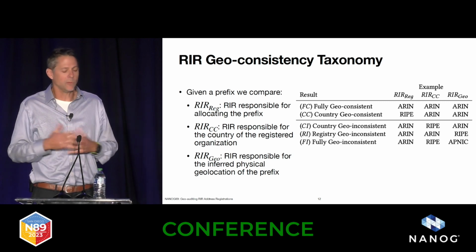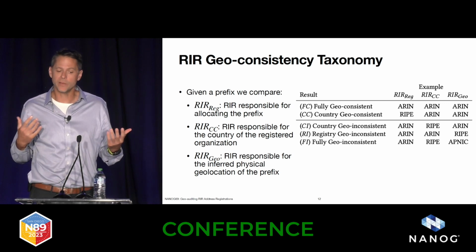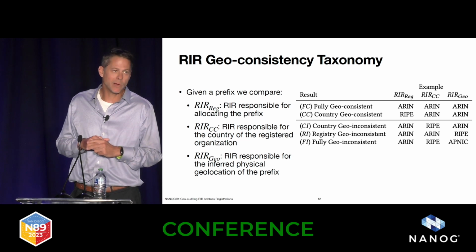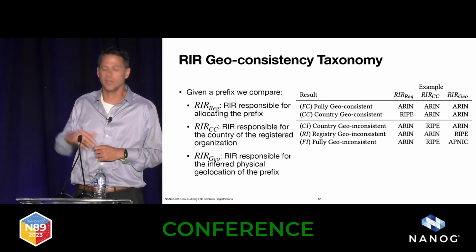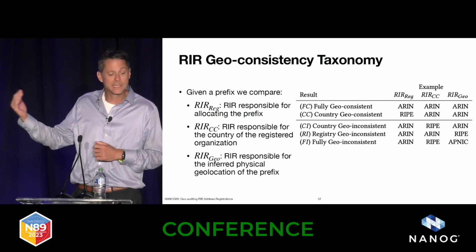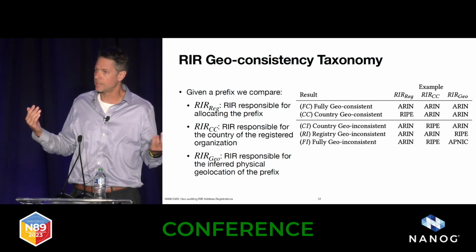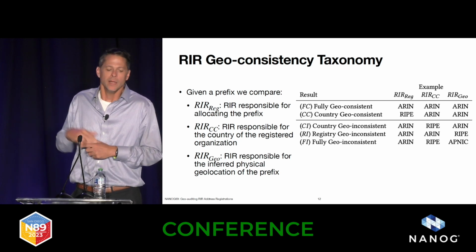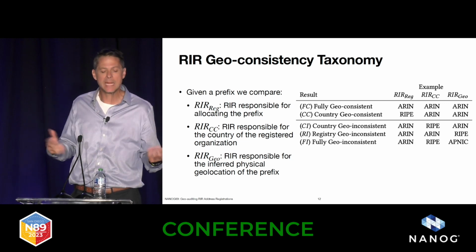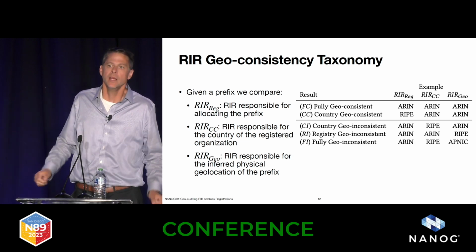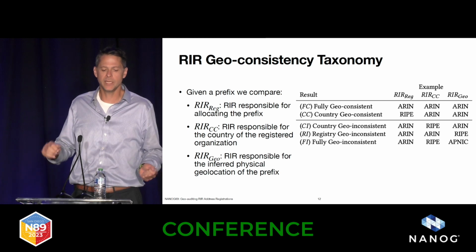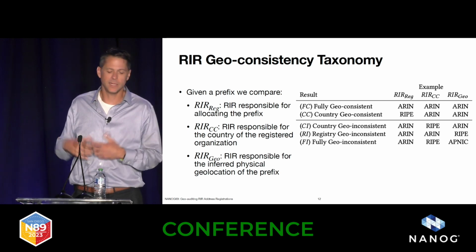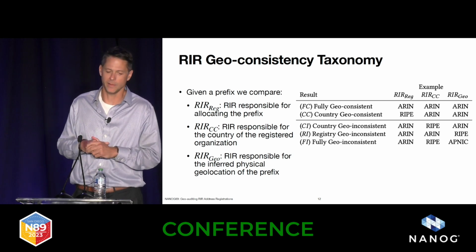And with these 3 different values, we can compare them and come up with 5 different outcomes. These outcomes represent the spectrum of consistency. As an example, the most consistent we call fully geoconsistent. This would be an instance where the prefix was contained within, say, the ARIN registry, the organization that registered it is also in the ARIN region, and when we geolocate it, it's also clear that it's in the ARIN region.